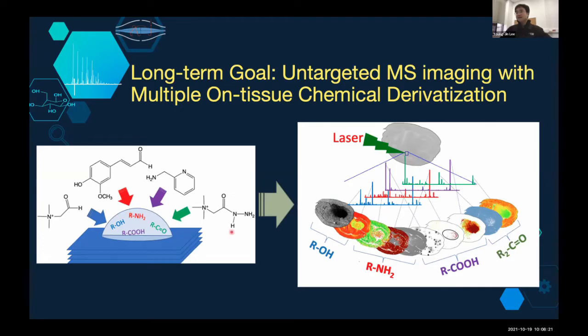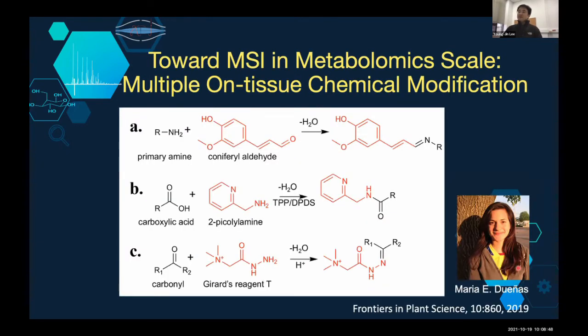So our idea is, how about adopting multiple chemical derivatizations in consecutive tissue sections? Then, for example, if you derivatized all the alcohol groups, amine groups, carboxylic groups, and carbonyl groups, then hopefully you can get much larger chemical information with mass spec imaging. So we have done some preliminary experiments.